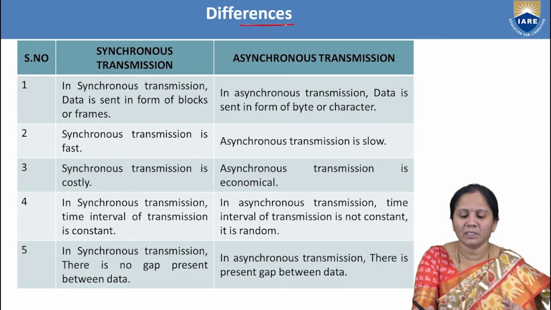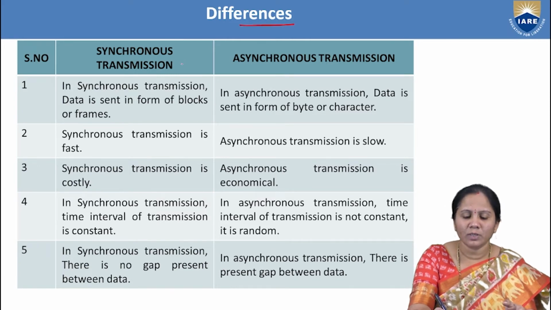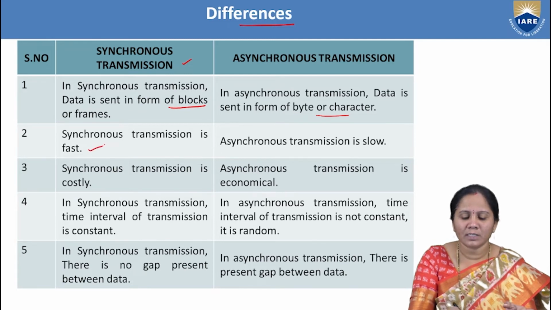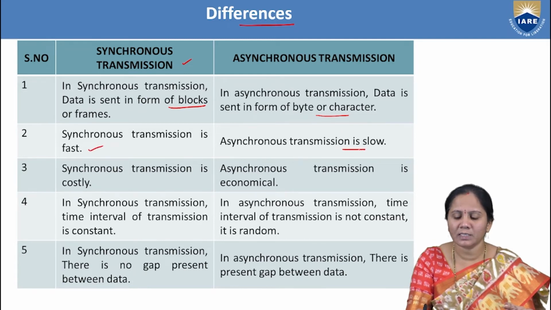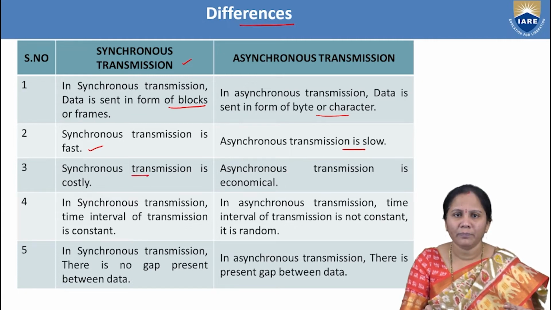So these are the basic differences between the synchronous transmission and asynchronous transmission. In the synchronous transmission, data will be sent in the form of blocks or frames, whereas in the asynchronous transmission, data is transmitted in the form of byte or character. Synchronous transmission is fast, whereas asynchronous transmission is slow. And synchronous transmission is costly, and asynchronous transmission is very economical.